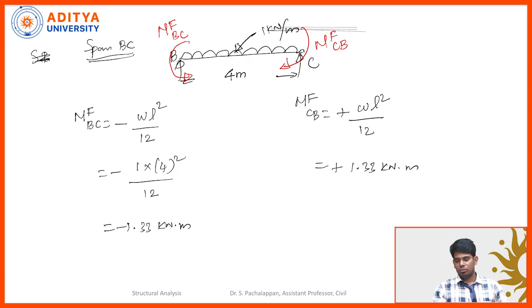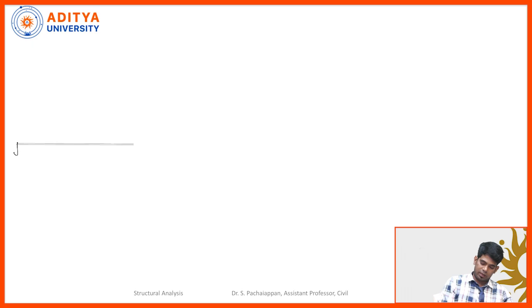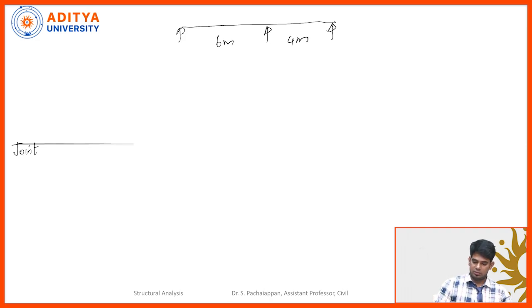Now we need to go for the table where I can calculate the distribution factor. So listen carefully. I have to mention a joint. So this is our beam. This is 6 meters and this is 4 meters. Let's mark this as A, support B, support C. So we are going to take a joint. Which joint is present here? Here the intermediate support we used to say as a joint. So I am considering the support B as a joint.